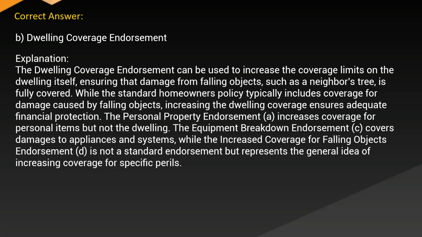The personal property endorsement (A) increases coverage for personal items but not the dwelling. The equipment breakdown endorsement (C) covers damages to appliances and systems, while the increased coverage for falling objects endorsement (D) is not a standard endorsement but represents the general idea of increasing coverage for specific perils.